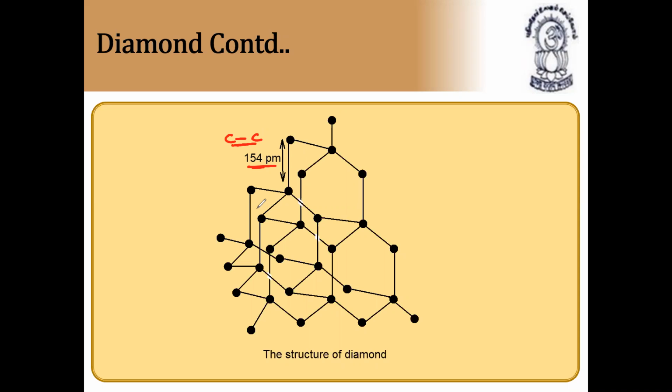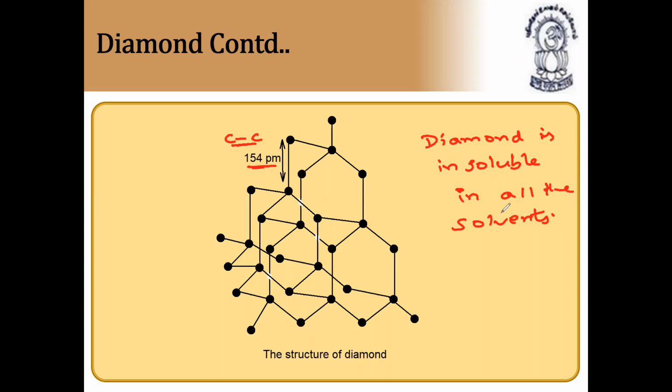Diamond is the hardest substance known, and it occurs in nature in the free state. Hardest natural substance. It occurs as octahedral crystals. Diamond is insoluble in all solvents. It is not at all soluble.